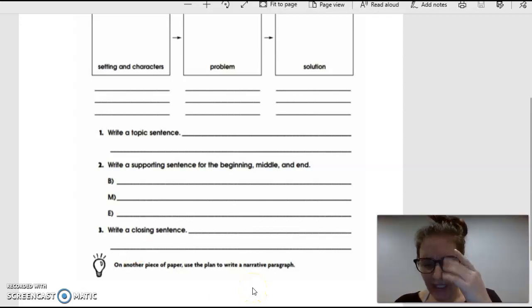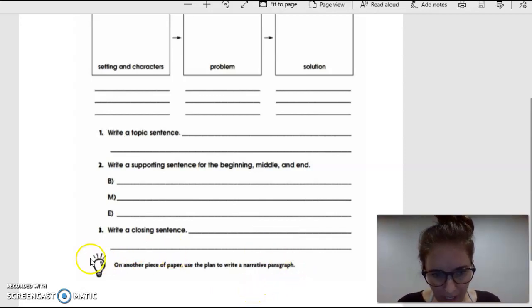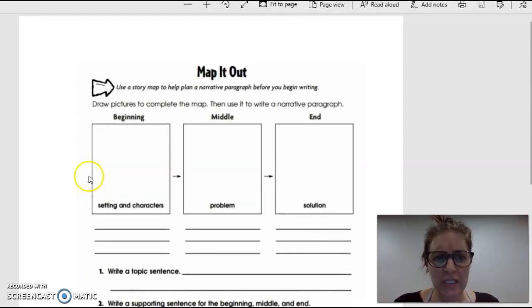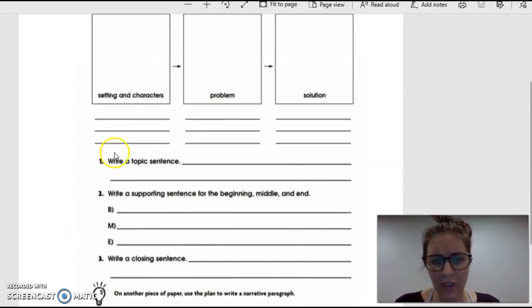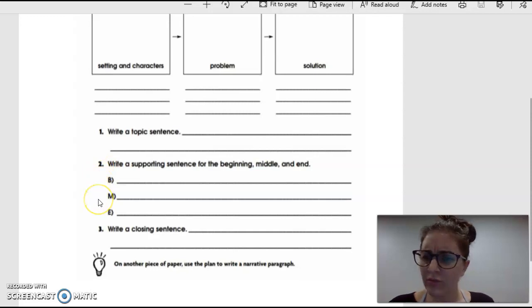On your document that I've put on Showbie, I have taken away this last part over here where you see the little light, because we are not going to be writing a narrative paragraph this week. You just need to complete the pictures, the number 1, number 2, and number 3. That's it for this week.